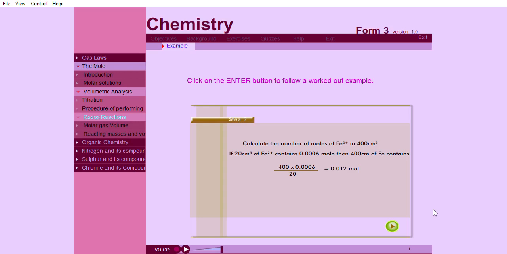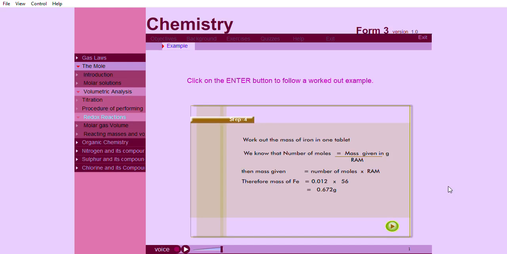Step 3. Calculate the number of moles of iron 2 ions in 400 cubic centimeters. If 20 cubic centimeters of iron 2 ions contains 0.006 moles, then 400 cubic centimeters of iron 2 ions contains 400 cubic centimeters multiplied by 0.006 divided by 20, which is equal to 0.012 moles.